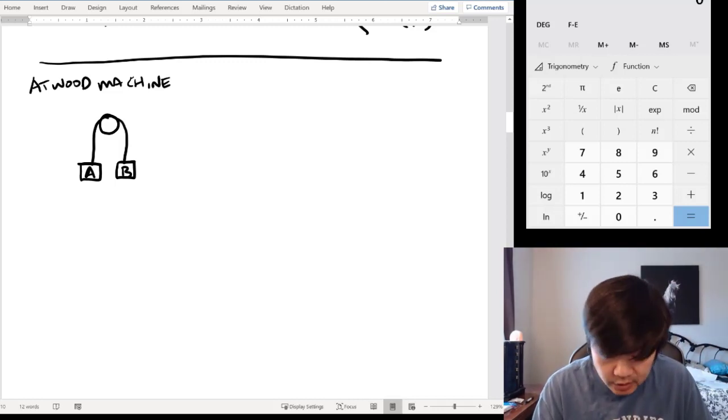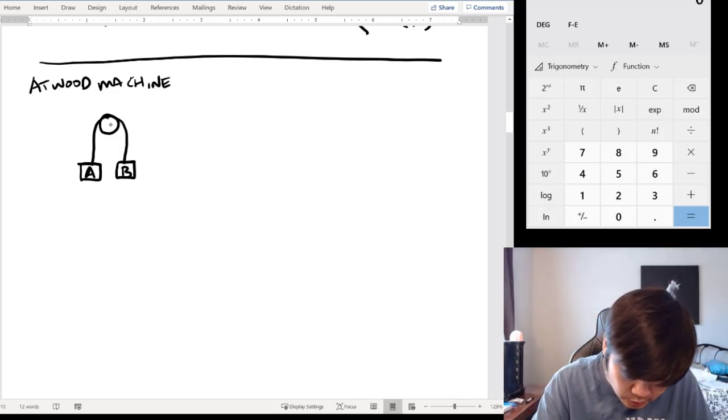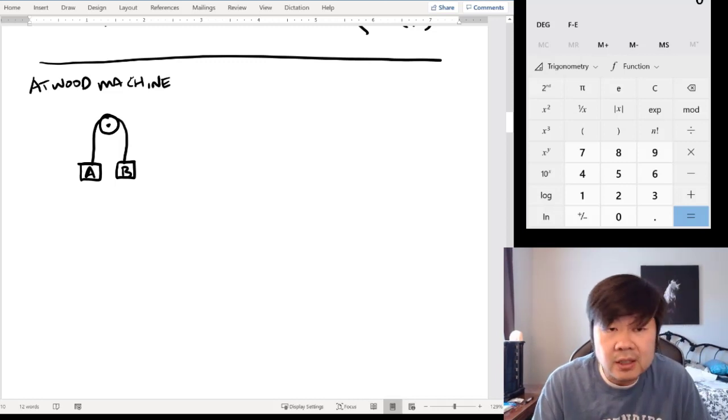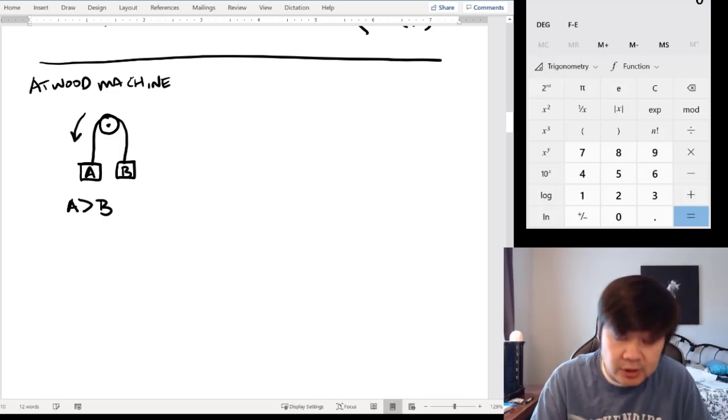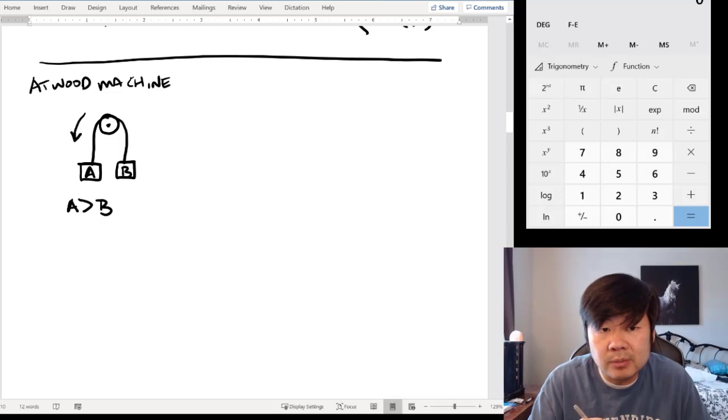Now if we don't include the effect of the pulley, in other words, we neglect it. However, if they ask for rotation, you could actually put it in. Then we can consider this a system between A and B. So what happens if A is greater than B? Then we know that this is going to move in this direction. It's going to speed up in that direction.